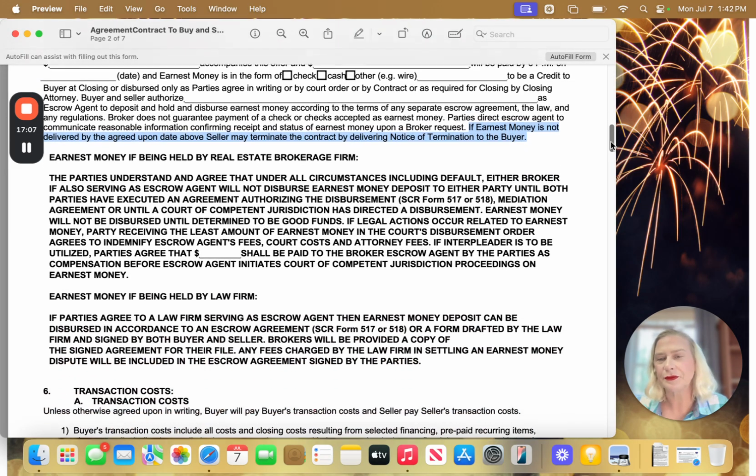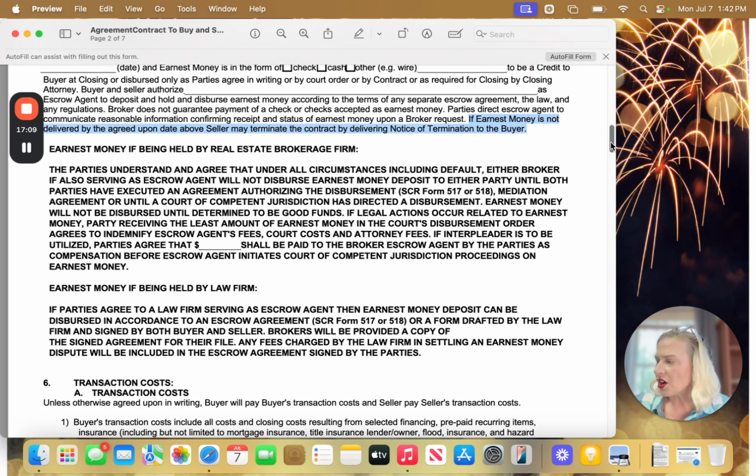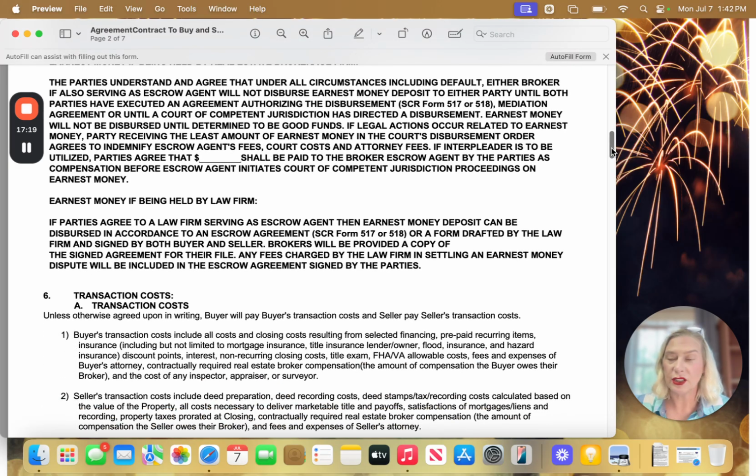The next section talks about if the earnest money is being held by the real estate brokerage firm or if it's being held by the law firm. Again, it's just saying that, hey, listen, buyer and seller, we cannot release earnest money until we have a release of contract or a court order. That's just the way it is. So that way they can't say, give me my earnest money back.